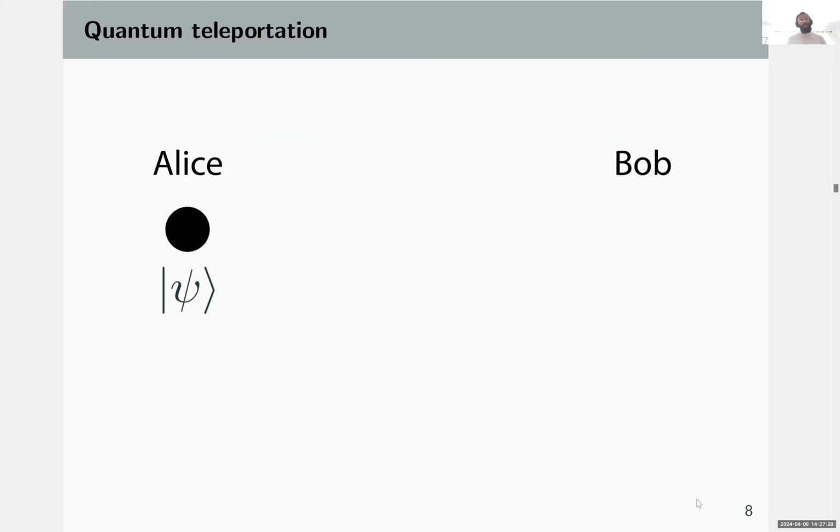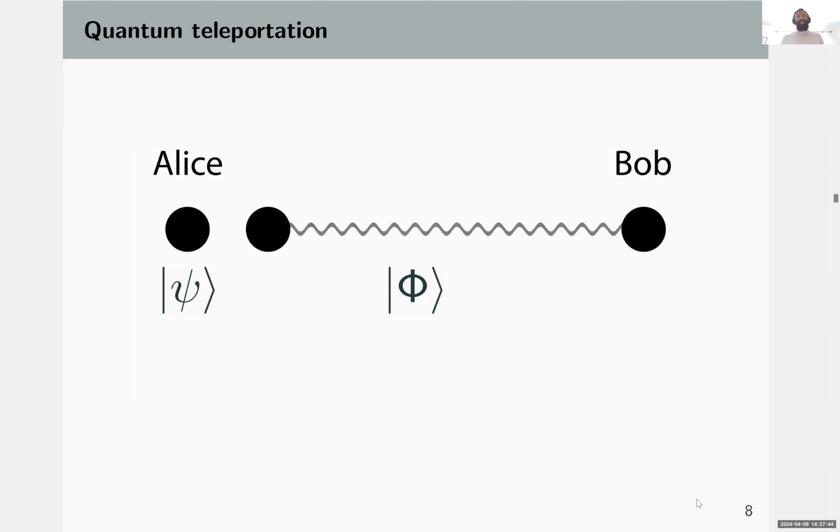But probably everyone's familiar with quantum teleportation. So Alice has the state psi, and she wants Bob to have psi, but she doesn't want to physically send psi to Bob. But they know that they're going to do this task. So in advance, they prepare a Bell state, a maximally entangled state, and they take one half of it each. Alice has the state she wants to send, and she has one half of a Bell pair. Bob has the other half.